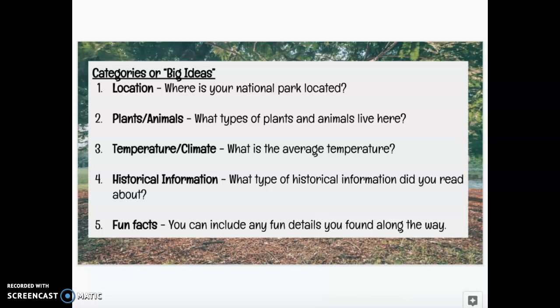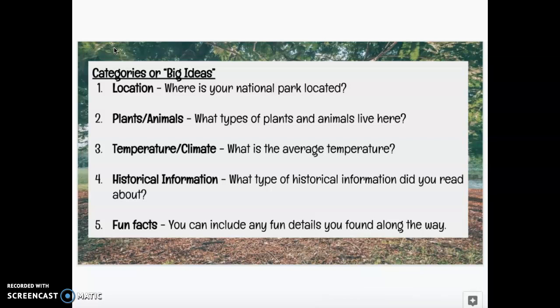Here are some of the categories or big ideas that we're going to be looking at along the way. We're going to look at the location of your national park. Some national parks spread over the course of two or three states. Some are quite large, so we'll have you looking into that. Another category is plants and animals. Think about habitats. We've studied those already, but what specifically is the type of habitat, and what types of plants and animals live there where your national park is?